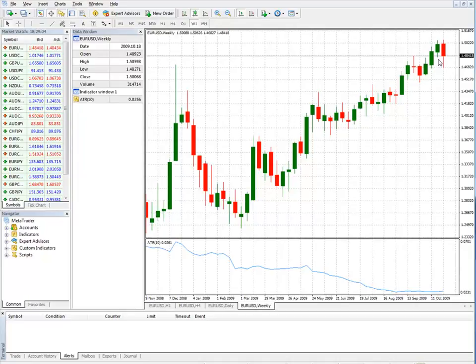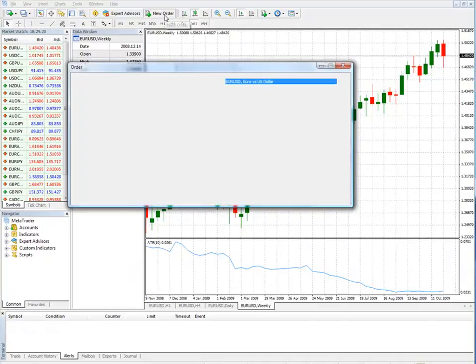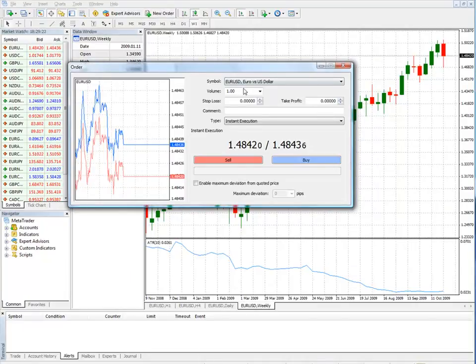Okay, so placing that 5 pips above would be 1.50648. So this is what we're going to do. I'm going to place a new order, and I'm going to sell at the market.